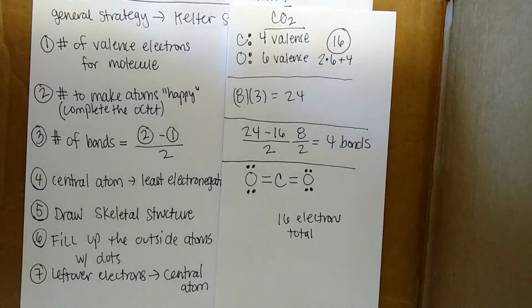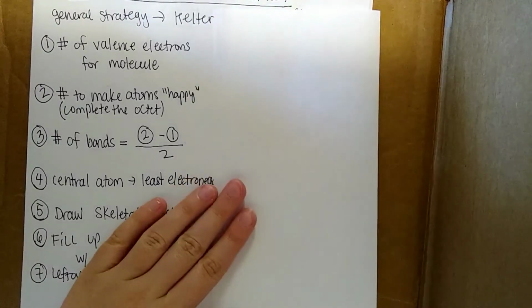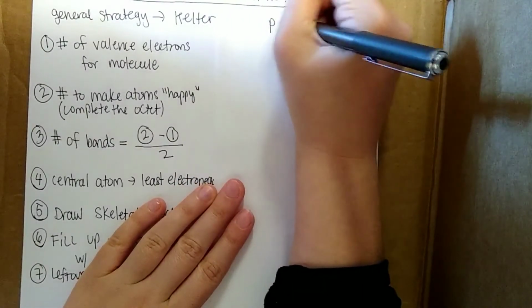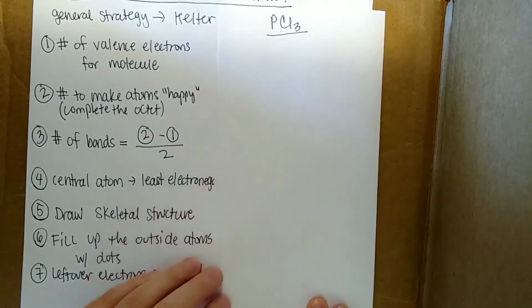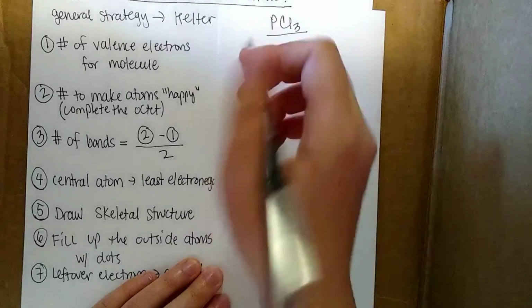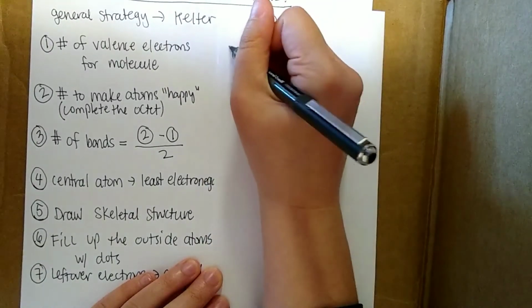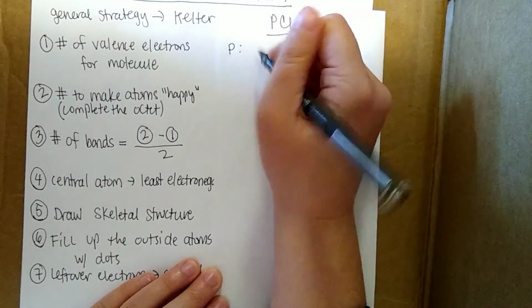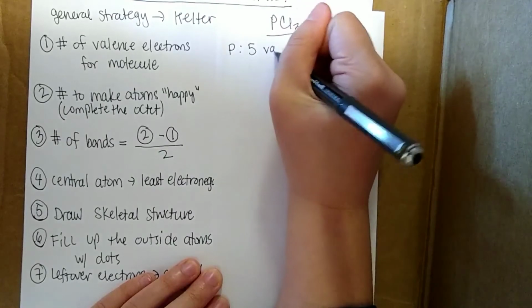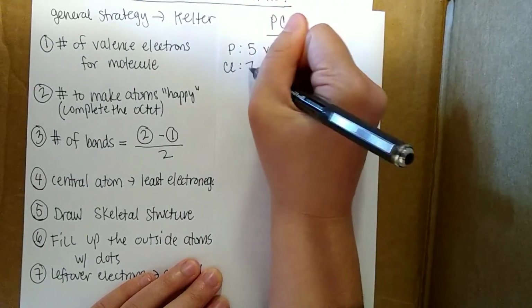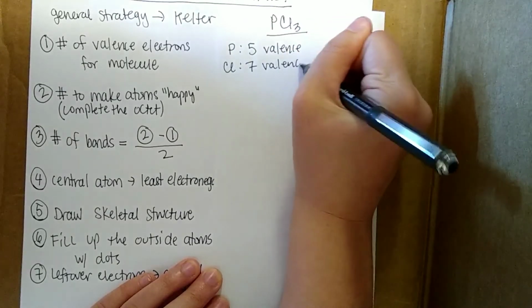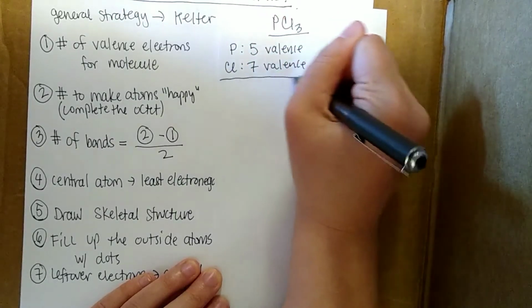Let's look at another example. Let's look at this compound, PCl3. We're going to go through the same process here. We're going to look at the valence electrons. Phosphorus is going to have 5 valence, and chlorine once again has 7 valence. And this is coming straight from the periodic table.